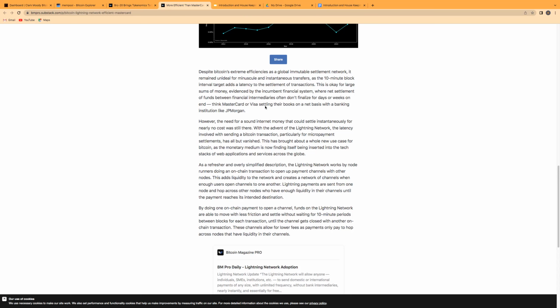With the advent of the Lightning Network, the latency involved with sending a Bitcoin transaction, particularly for micropayment settlement, has all been vanished. This has brought about a whole new use case for Bitcoin, as the monetary medium is now finding itself being inserted into the tech stack of web applications and services across the globe.